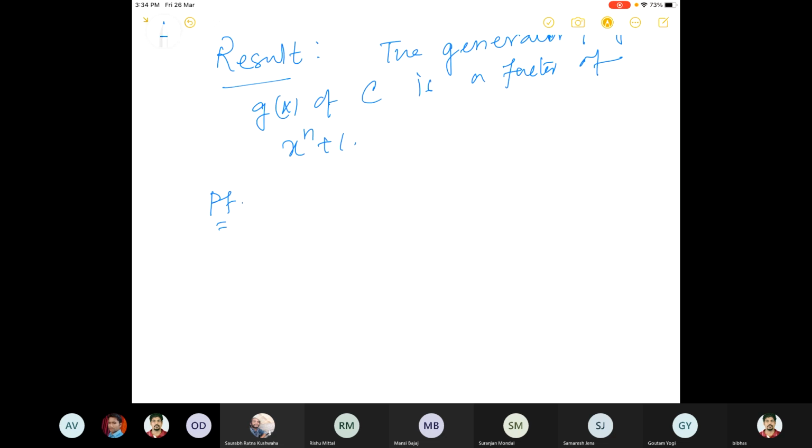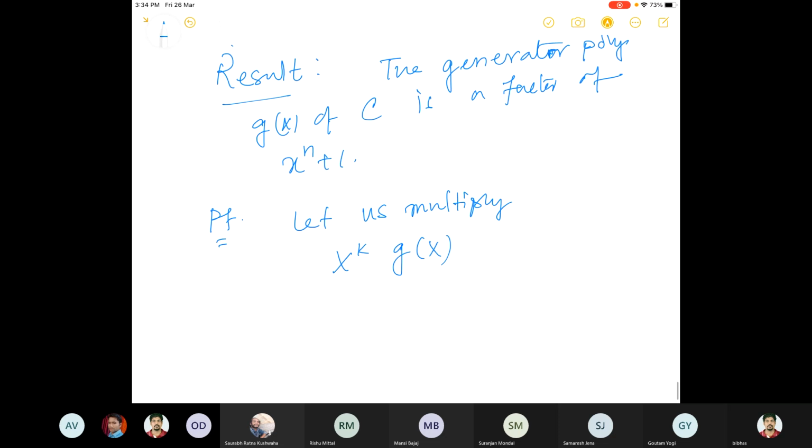Okay, so let us multiply x to the power k with g(x). This has to be a code polynomial, because any code polynomial is nothing but a product of g(x) with something else. And g(x) is of degree n minus k, so if we do that, this is a polynomial of degree n.